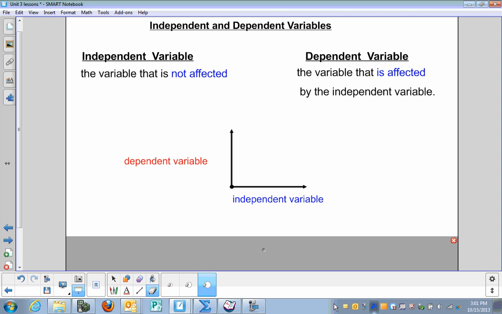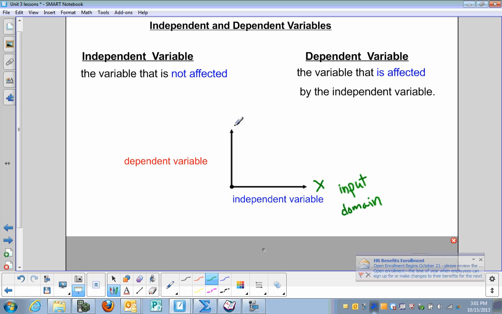When we graph dependent and independent variables, we graph the independent variable on the x-axis. It is also known as the input and the domain. The dependent variable is graphed on the y-axis. It's known as the output and the range.